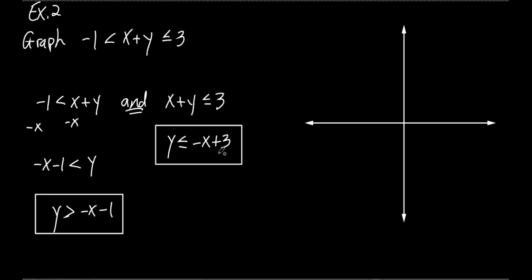So here we go. Let's graph this. The y-intercept is 3. 1, 2, 3. Put a dot right there. The slope is negative 1. So let's go down 1, down 1 to the right 1. Or I could go up 1 to the left 1. This is or equal to, so guess what I can make this? A solid line.